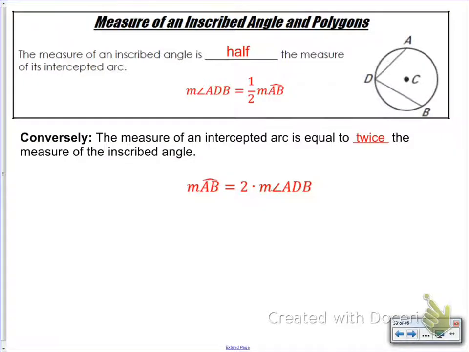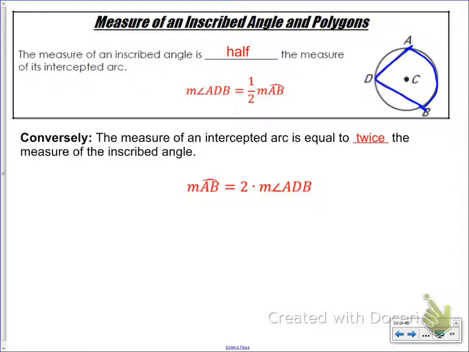All right, now that we got those vocab words, we all know what an inscribed angle is. And let's talk about how we find the measure of an inscribed angle. The measure of an inscribed angle is going to be half of the measure of its intercepted arc. So in this case, we've got angle ADB right here, and the measure of that angle is going to equal 1/2 of arc AB, which is the intercepted arc.